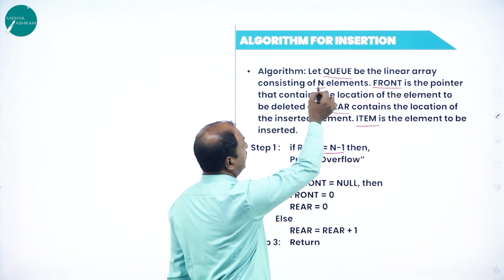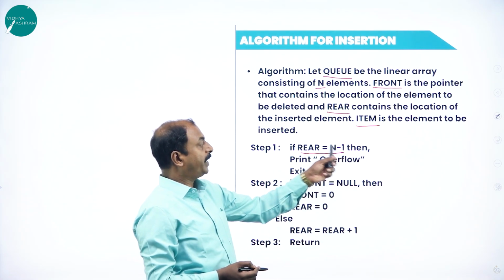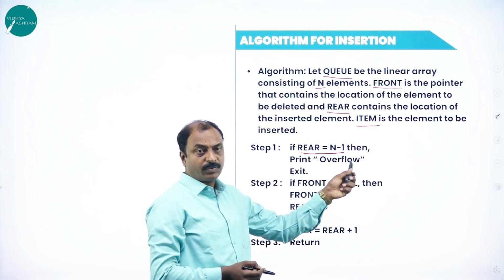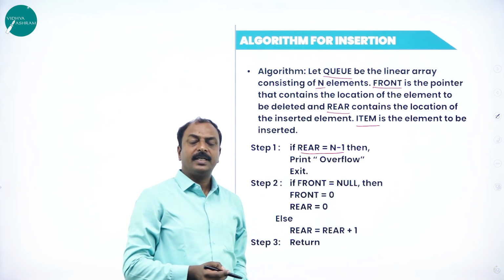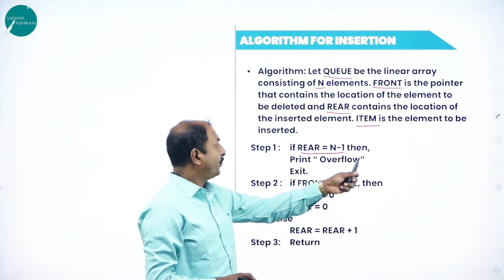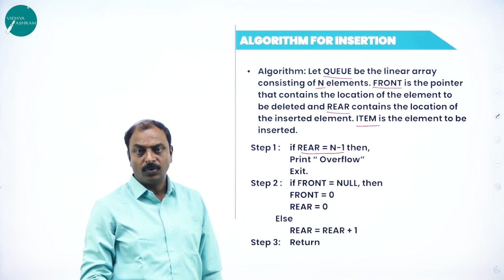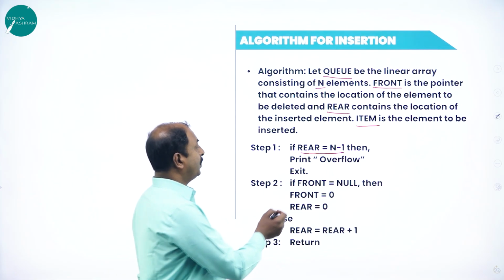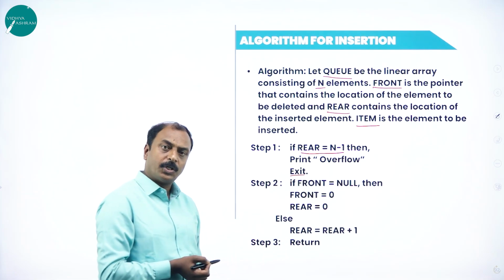Here size is n and last index is n minus 1. So in this example, if rear points to n minus 1, if these two are equal, then it is understood that it is overflow, or the queue is full. In that case, we cannot insert a new data item, so we have to come out of the queue.